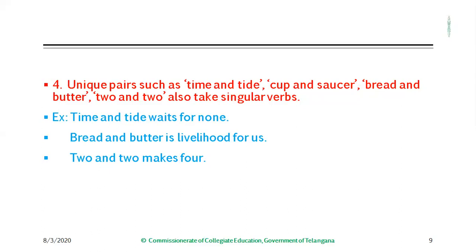So time and tide, even if there are two things, are taken together as a single unit. Time and tide waits for none. Bread and butter is livelihood for us. Two and two makes four. Here, this rule tells us that unique pairs such as time and tide, cup and saucer, bread and butter, two and two take singular verbs.